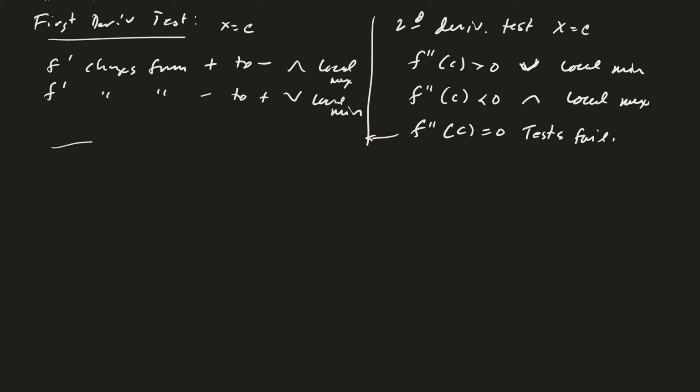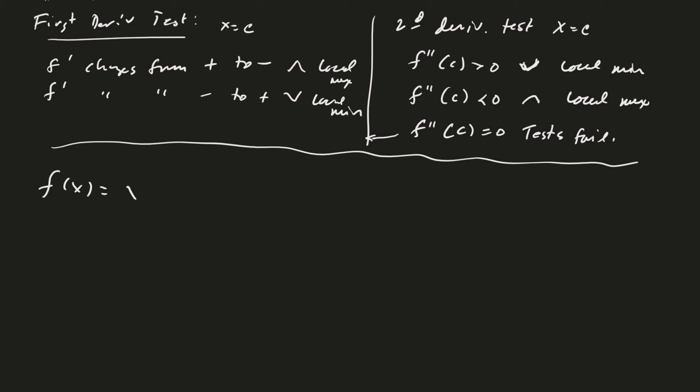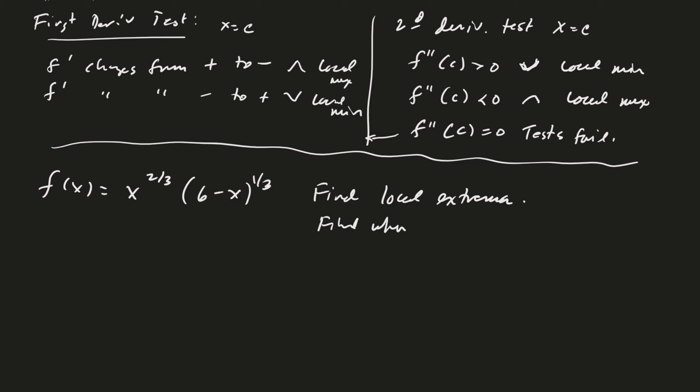Okay, and so we were just working. Let's try an example. Here's f of x equals x to the 2/3 power times 6 minus x to the 1/3 power. And we want to find the local extrema. And we will go ahead and actually do even more. We're going to find where f is increasing, decreasing, concave up, concave down. So we're going to do the whole ball of wax here.